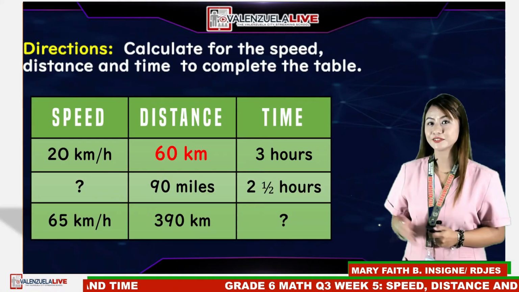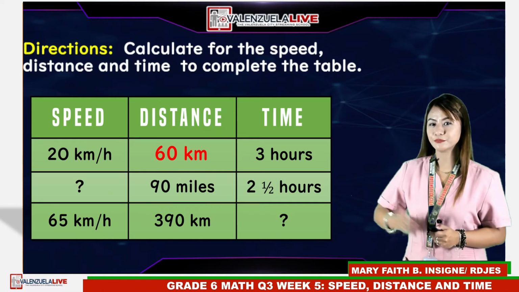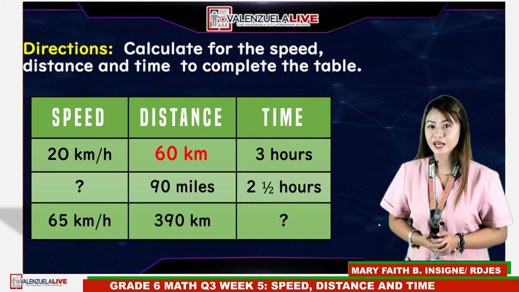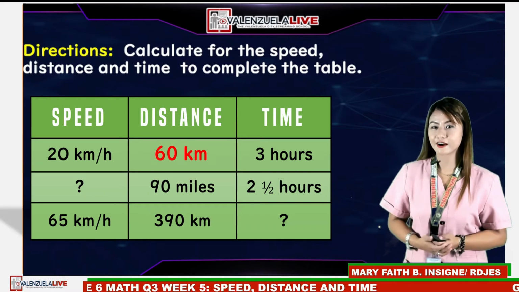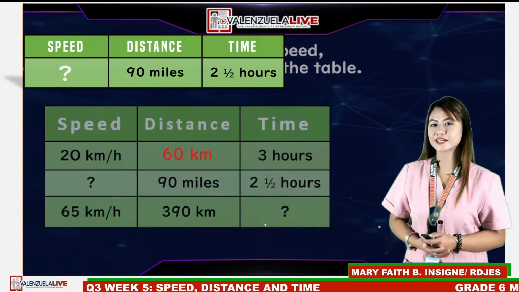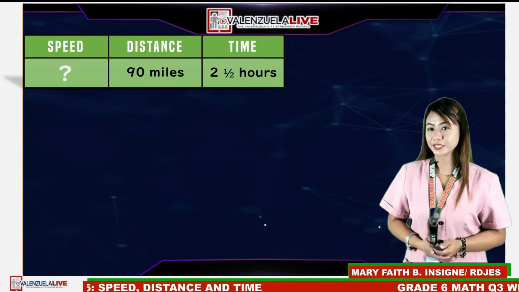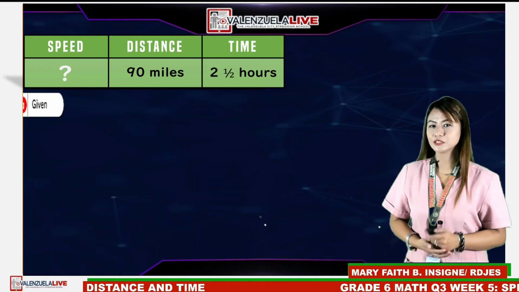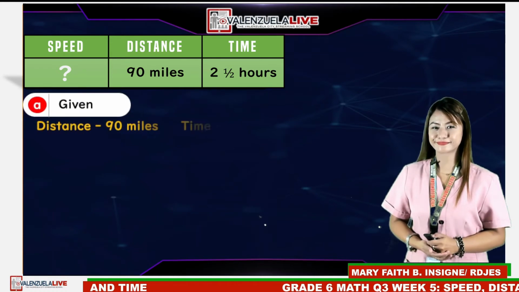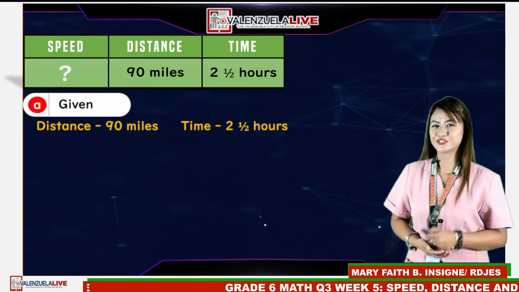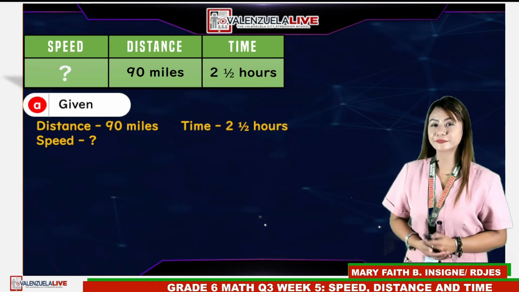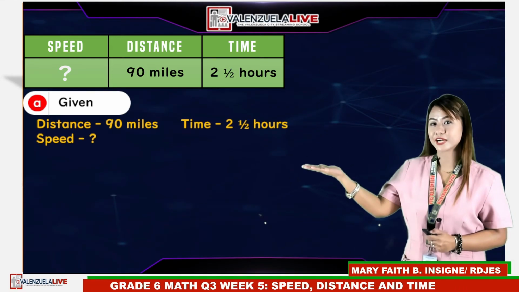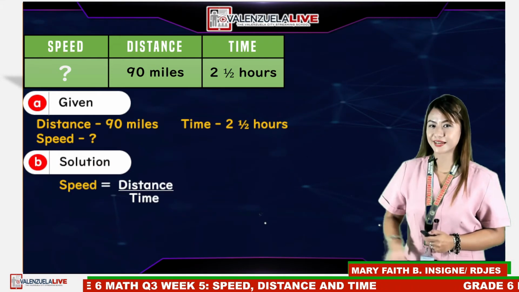Next, the second row, find the speed when the distance is 90 miles and the time is 2.5 hours. This time, we are looking for the speed. Again, how do we solve this speed? Good job. To calculate speed, you need to divide the distance by the time.